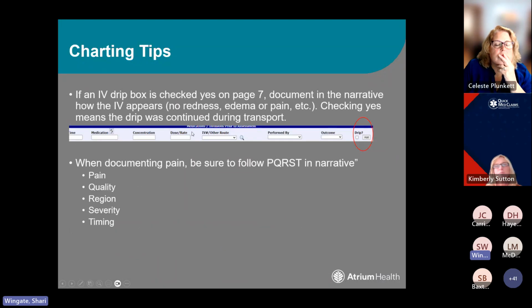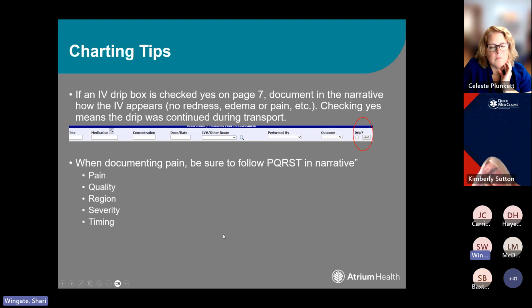If you have an IV, a lot of people will say check drip, but we had one come back the other day where somebody had IV normal saline infusing at 125 per hour and they clicked drip. In the narrative, they never documented how that IV site looked or how much infused during the transport. So QMC asked me, and I looked back and talked to the caregiver, and he said, no, it was a drip when I got there. I locked it off and I had nothing going. If you check drip, that means that you continued the drip. And if you continued the drip, you must have documentation as to the site: no infiltration, no pain, no redness, and things like that.